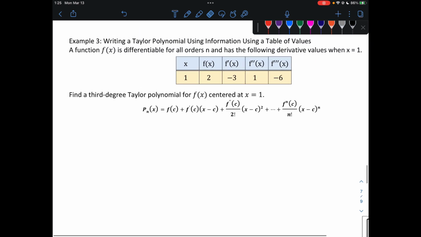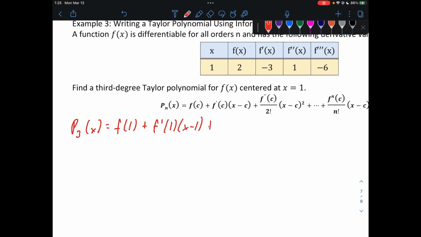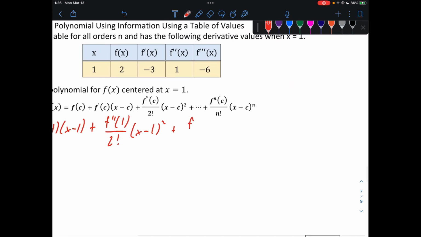For a third degree, let's write down what a third degree one would be here. P sub 3 of x would be equal to f of 1 plus f prime of 1 times x minus 1 plus f double prime of 1 over 2 factorial times x minus 1 squared plus f triple prime of 1 over 3 factorial times x minus 1 cubed.